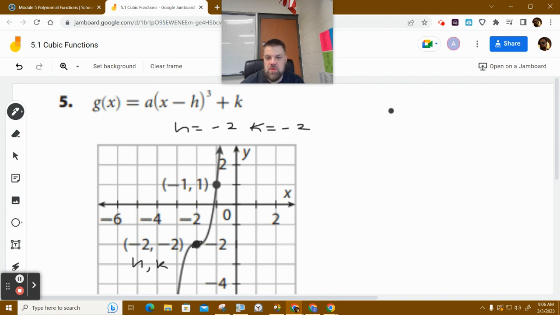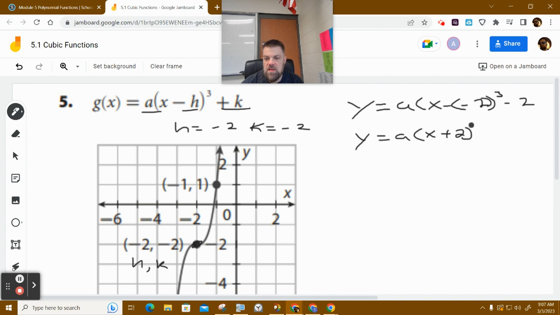So what I'm going to do is I've got to solve for A. I'm going to plug in some x's and y's. So I'm going to say that y is equal to A times the quantity x minus -2 raised to the third power minus 2. And what I'm doing is I'm plugging in my h and k, right? So this is k and this is my h. So then this becomes y is equal to A times the quantity x plus 2 cubed minus 2.